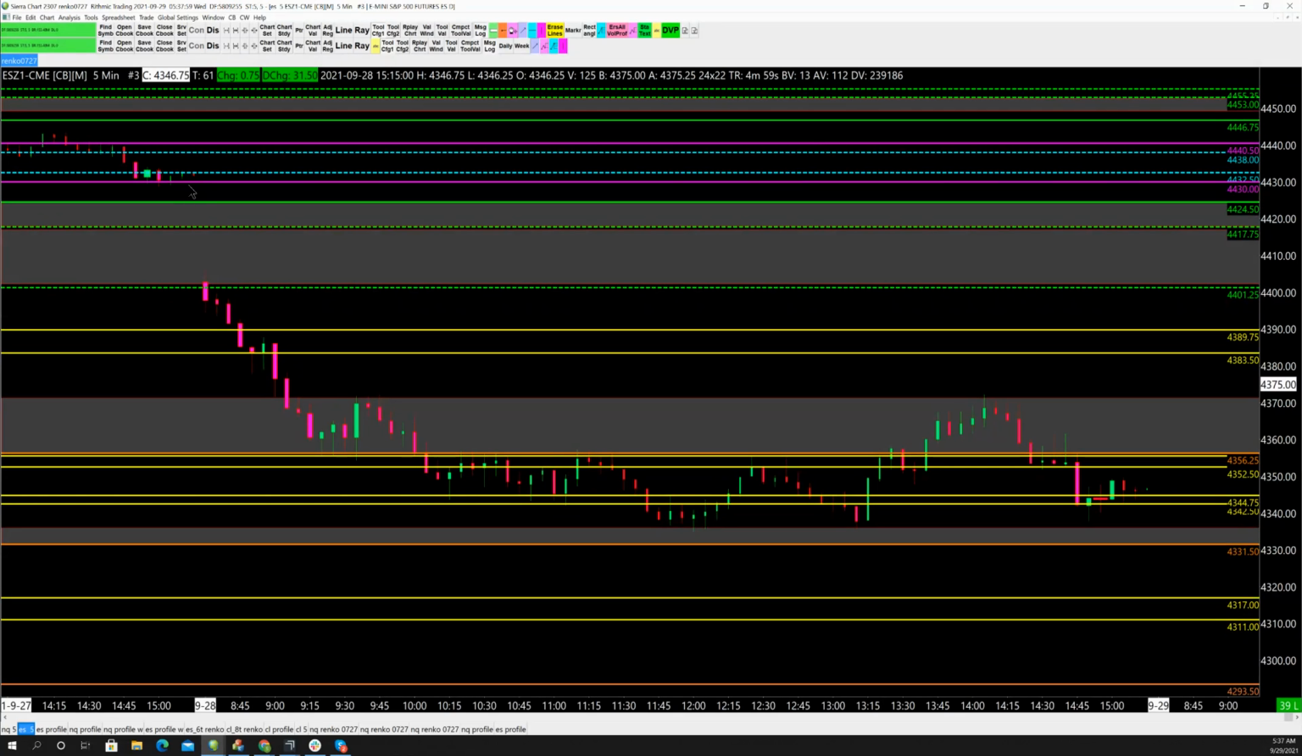We gapped out of range, right? We gapped out of the prior day's range, and we gapped down below. So this is an inside day. Tuesday, excuse me, Monday was inside Friday, which was inside Thursday. Three days they were lined up.